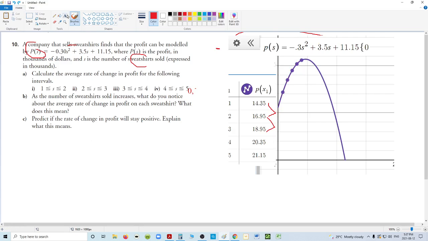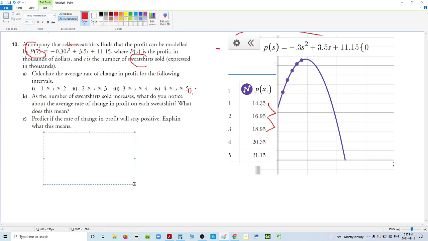But let's do our delta y and delta x. Each time our delta x is going to be 1, but we're going to do our delta y for the first one, which is between 1 and 2. And when you do your calculator, you're going to discover that's 2.6 divided by 1. So that means we're making $2,600 per shirt at that point. That is part A1.